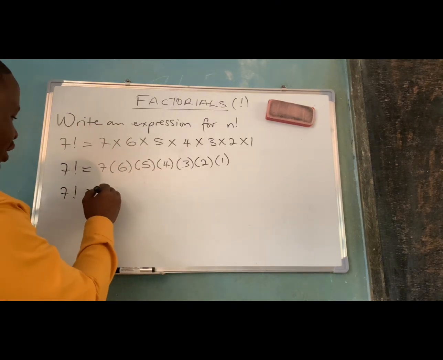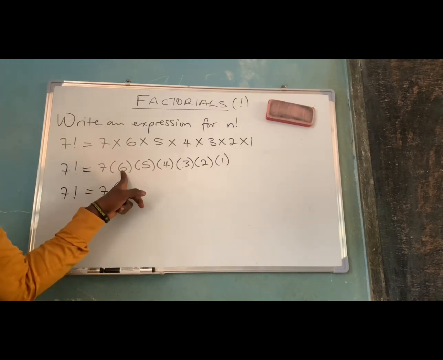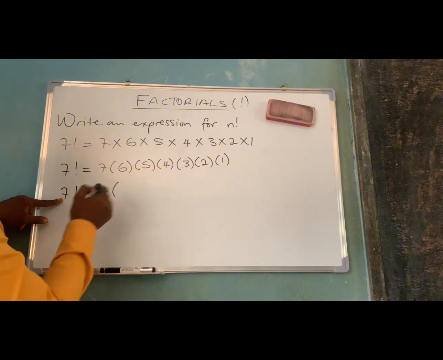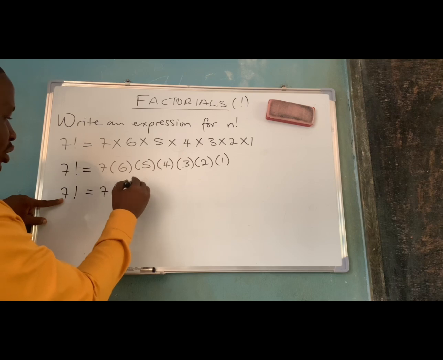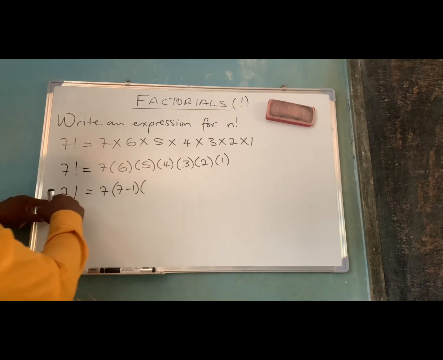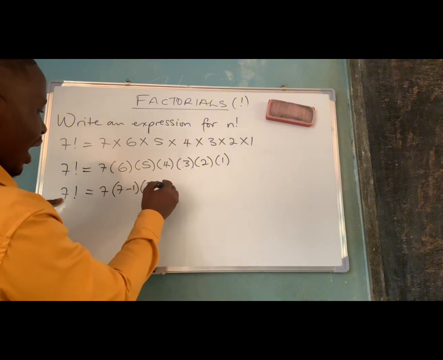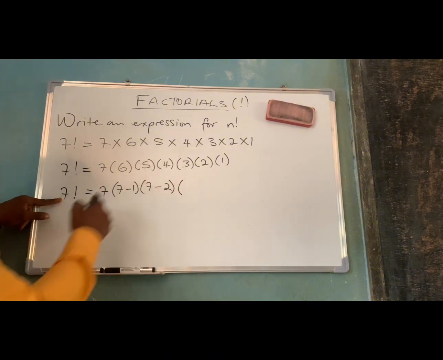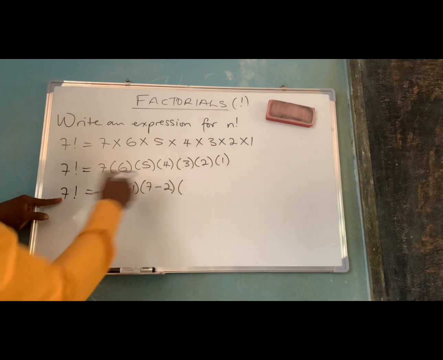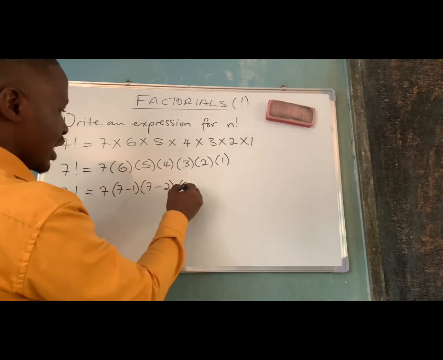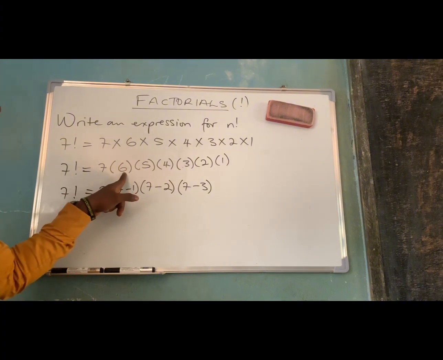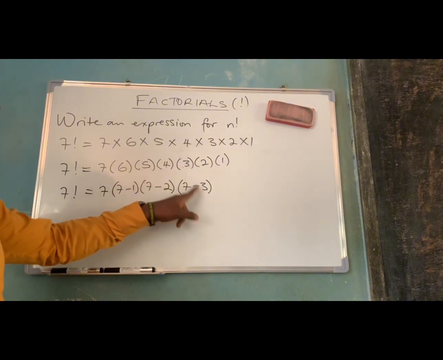So we say 7. For us to obtain this 6, what do we have here? We have 7. Then we need this 6, so we can say 7 minus 1. We come to this bracket. We need 5. What do we get here? 7 minus 2. So we need 4 for this bracket, and this is 7, so we say 7 minus 3. Remember, 7 minus 1 gives 6. Minus 2, we have 5. Minus 3, we have 4.